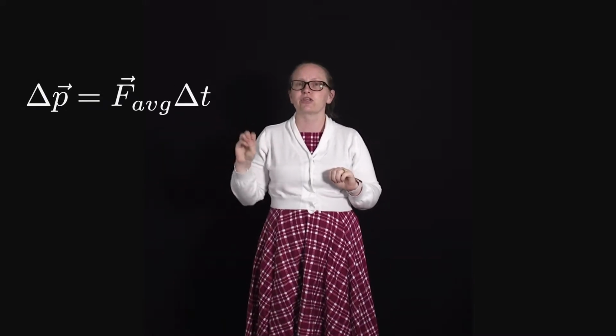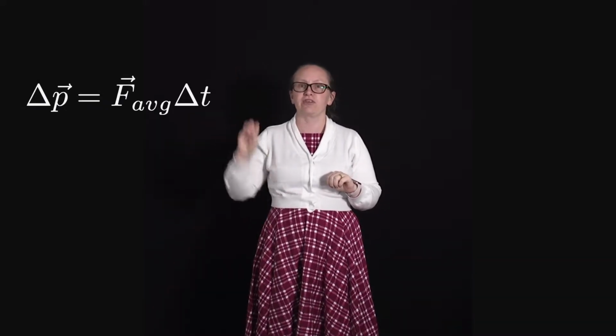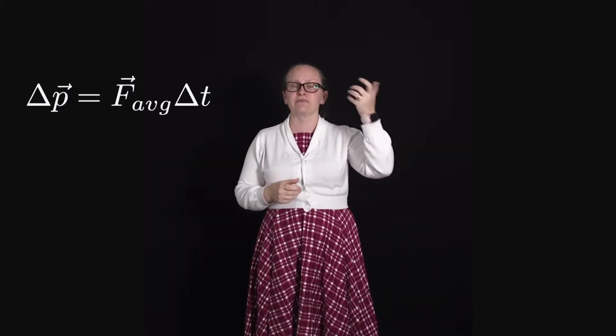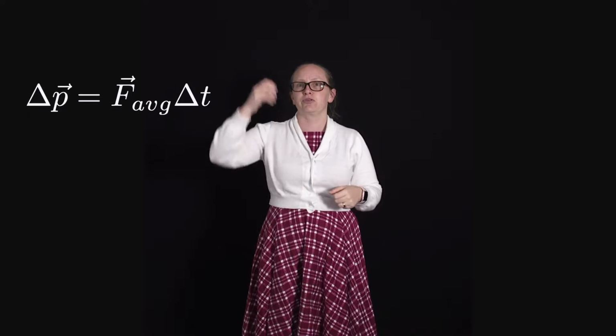Now, that was all very easy if F is constant. If the force is actually changing over time, it's not too bad. All we need to do is replace that force, F, in our equation with the average value of the force. So we just end up with F average. So our equation is now the change in momentum, which is delta p, is equal to F average times delta t.